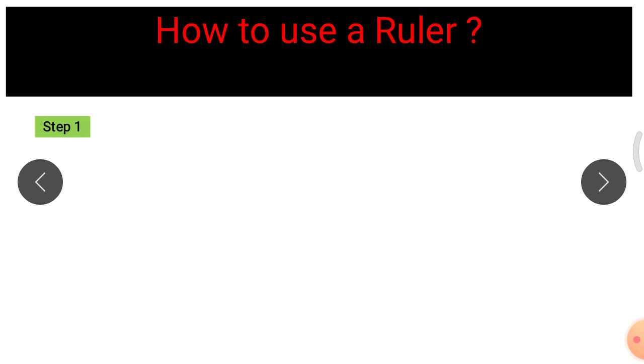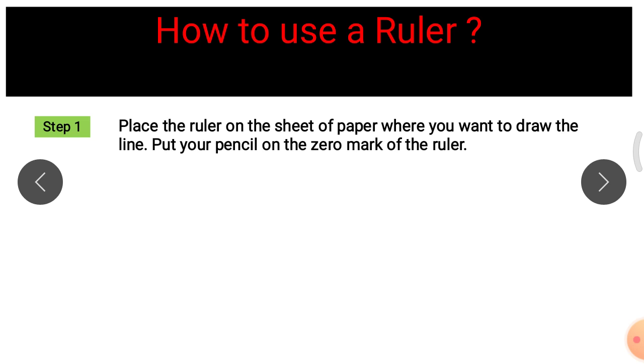And let us see, there are steps. The first step says that you have to place the ruler on the sheet of paper where you want to draw the line, right? Whenever you want to draw a line, first of all you have to take that plastic ruler and place it on a piece of paper. Now put your pencil on the zero mark of the ruler.